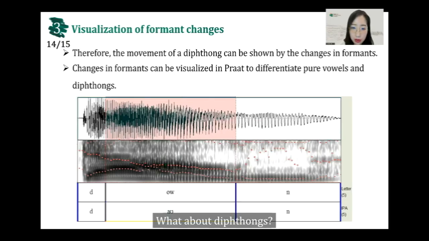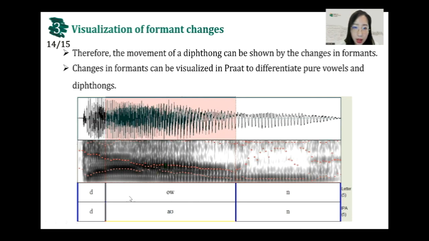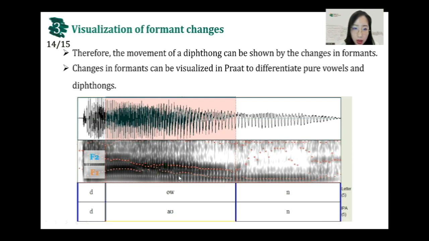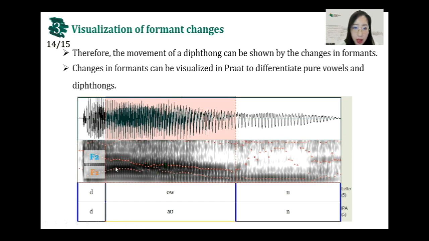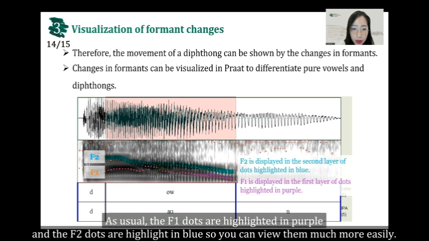What about diphthongs? Here is the visualized feedback of formant changes for the diphthong ow in down. And we can see that the 2 layers of lines are entangled together in the middle. But we may still distinguish the first layer at the bottom from the second layer at the top. As usual, the F1 dots are highlighted in purple, and the F2 dots are highlighted in blue, so you can view them much more easily.